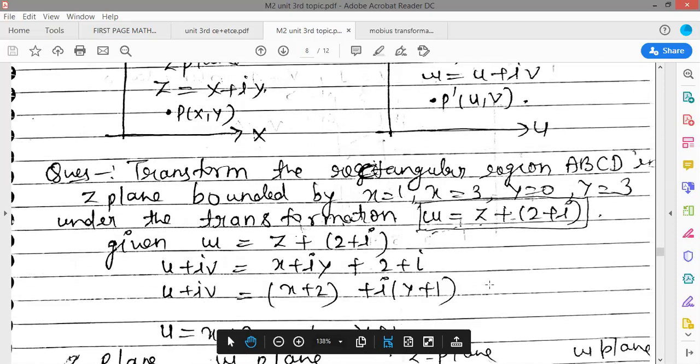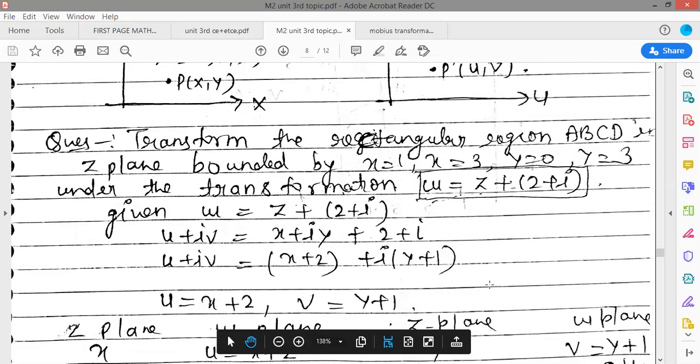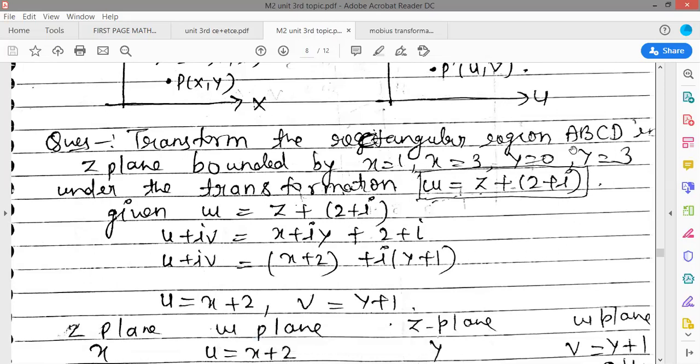Now, there is an example here. Transform the rectangular region ABCD in the Z plane, bounded by these lines, under the given transformation. We have the lines x is equal to 1, x is equal to 3, y is equal to 0, y is equal to 3. Under this transformation, we have to convert the xy coordinates in the Z plane. You are just converting your Z plane into the new plane W by using this transformation.